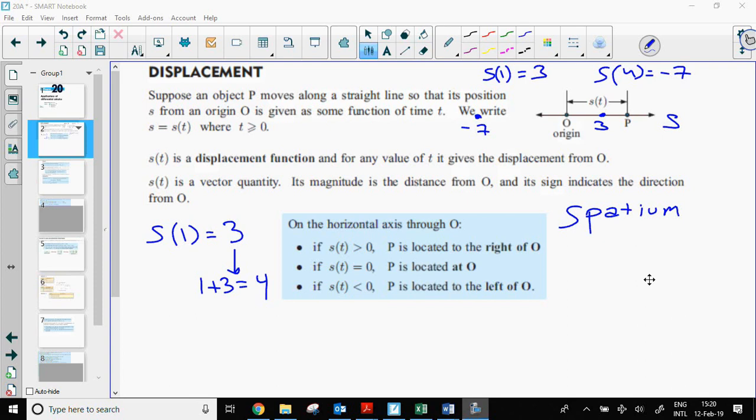We need to read any problem we're faced with carefully. And of course, it doesn't need to be a horizontal line, right? We could think of a vertical line, in which case, if the displacement is positive, we'll interpret that as the object being above its starting point, negative below it, whatever. But we're always dealing with this simple motion as just being along some straight line.